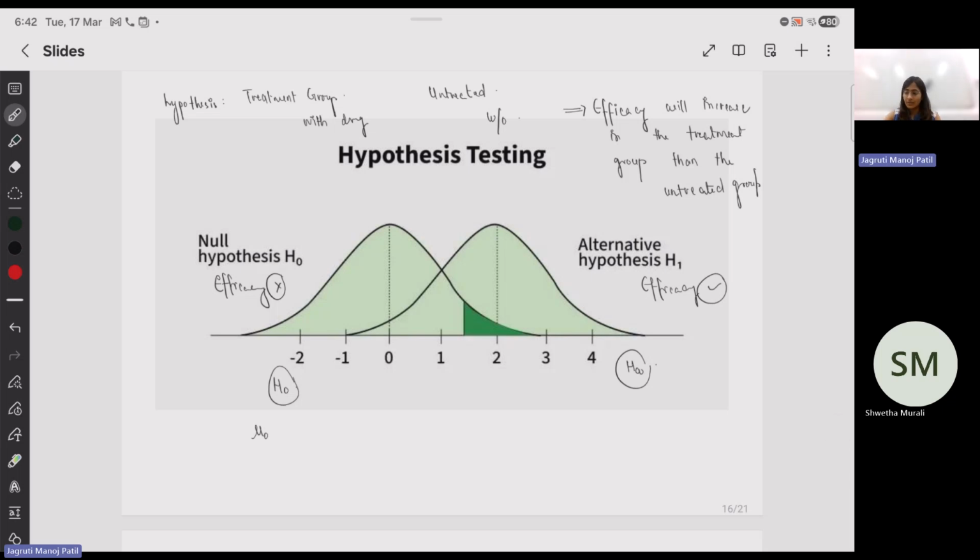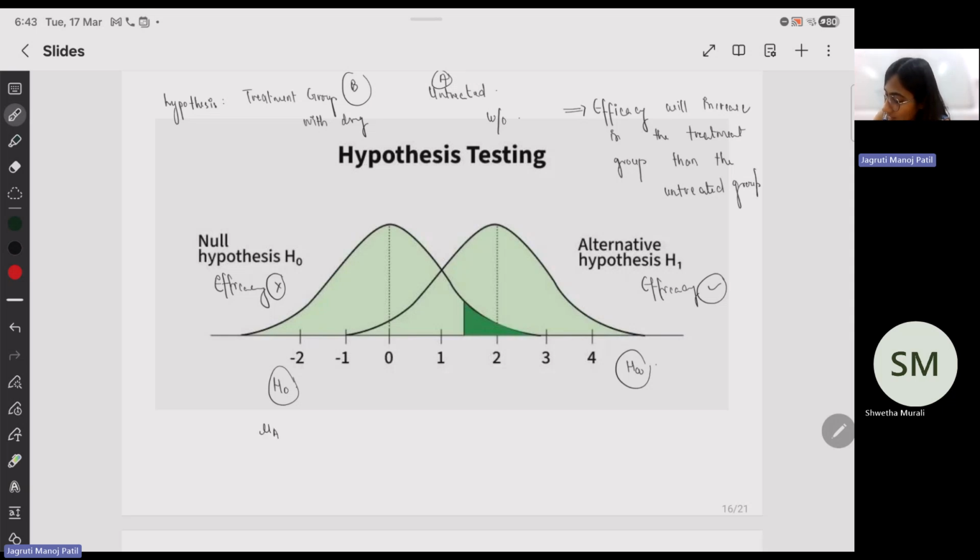So it won't be higher in the treatment group. Let's say this is my group B and this is group A, because untreated always comes first. That's our control. So our null hypothesis is that the efficacy won't increase.